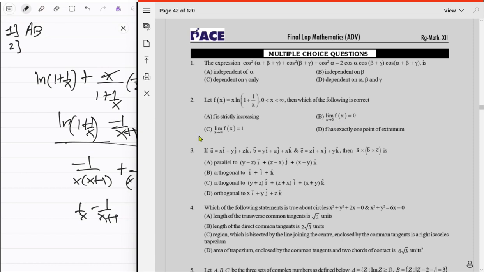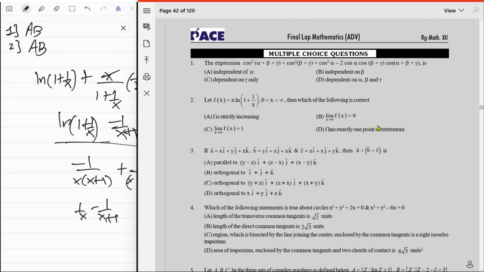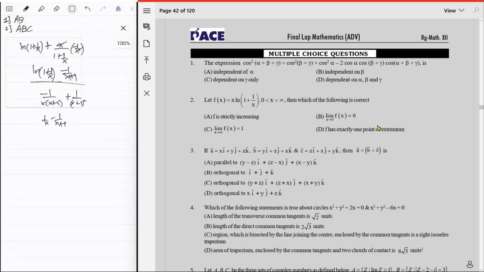Limit x extension. Oh, ये तो सही है. This is also correct. F has exactly 1 point of extremum. इसका अपन डेरिवेटिव देखे थे, just this thing. So when is this equal to 0 at infinity? No extremum. So A, B, and C. Next question.